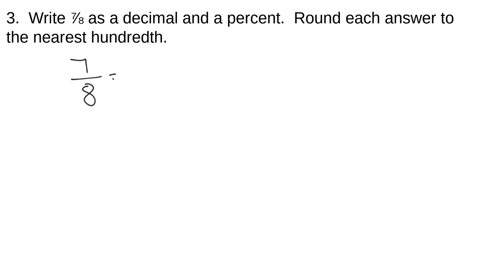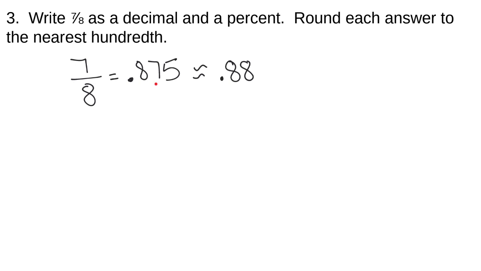When you do that, you should be getting 0.875. So that is the decimal for 7/8. Now it does say to round to the nearest hundredth, so our final answer should only have 2 decimal places. So we're going to round this one to 0.88. Now, do we know why I use that 8 there?